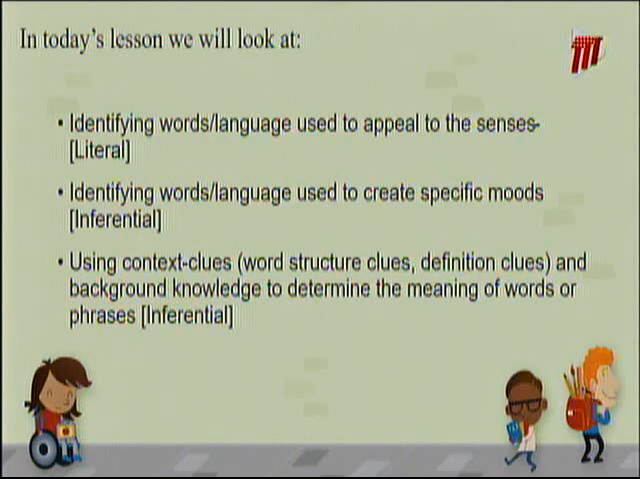We would look at identifying words or language used to create a specific mood. Because we are asked to infer meaning into the poem, these questions are at the inferential level. And finally, we will look at using context clues, word structure clues or definition clues, and background knowledge to determine the meaning of words or phrases.